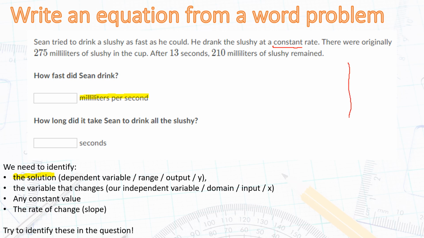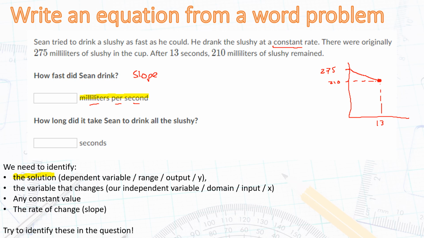So we're thinking about a graph, and you had started full at 275, and after 13 seconds, it was down to 210. Question, how fast did Sean drink? This is our slope. So this is our rate of change, milliliters per second. So there is a rate of something changing versus another. So milliliters being the y value, seconds being the x. So how is the milliliters remaining in the cup changing per second of time?